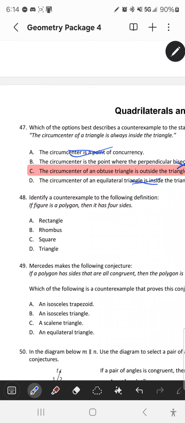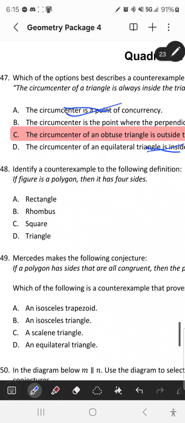Now, 48. Identify a counterexample for the following definition. If a figure is a polygon, then it has 4 sides. Okay, polygon just means more than 2 sides. Rectangle has 4 sides, rhombus has 4 sides, square has 4 sides, triangle has 3 sides. So what is the only one that doesn't have 4 sides? Easy, triangle. That's our answer. Because we're trying to prove that it's false that all polygons have 4 sides.